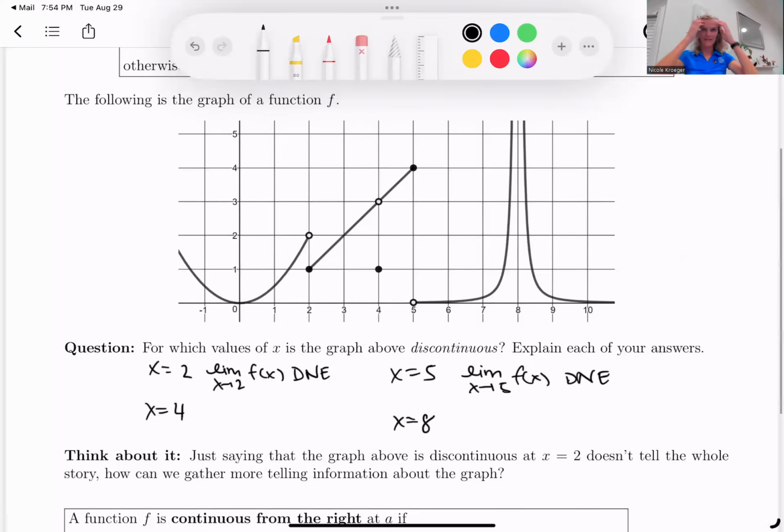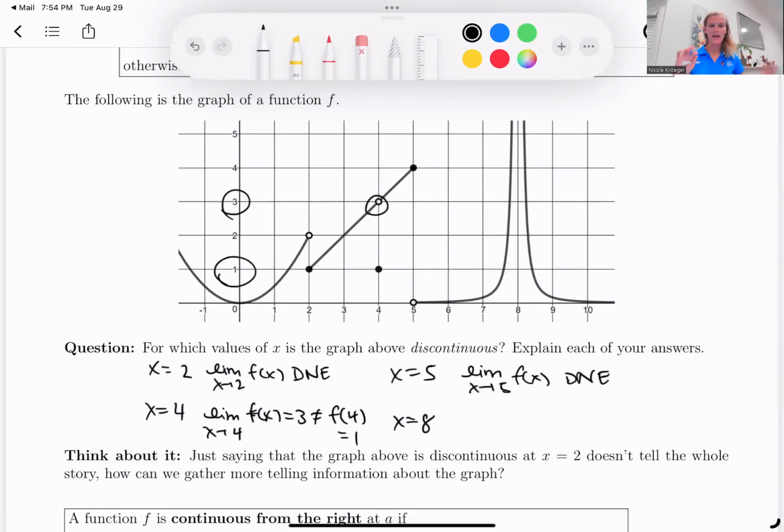And so once again, since the limit does not exist, that's not equal to the value of our function. And so saying a limit does not exist is a good enough reason to say that a function is discontinuous. And then at x equals 4, the limit as x approaches 4 is 3. But that's not equal to f of 4 because f of 4 was 1. Okay, so the limit exists, but the limit and the function do not agree at that point.